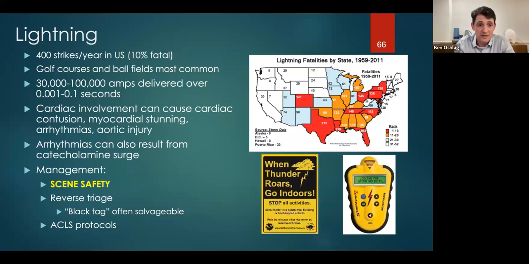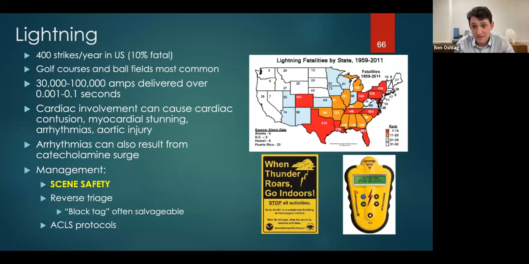Golf courses are very common places, ball fields are very common. And what happens with the lightning strike is you get 30 to 100,000 amps delivered over the course of a thousandth to up to a tenth of a second. And it's going to find the path of least resistance through your body to the ground. And if that goes through your heart, you can have cardiac involvement that can cause cardiac contusion, myocardial stunning, arrhythmias, even aortic injuries. And you can also get arrhythmias from the resultant catecholamine surge that you get from being struck by lightning.